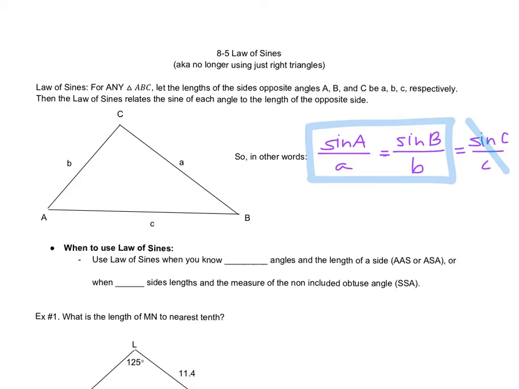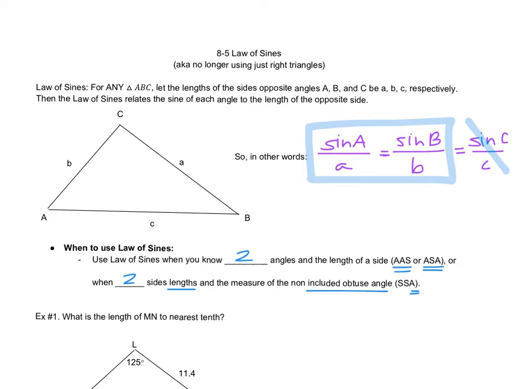When to use the law of sines. You can use the law of sines in different scenarios. When you know two angles and the length of a side, so if you have an AAS or an ASA setup, you can use the law of sines, okay? The other one is if you have two side lengths and the measure of the non-included obtuse angle, okay? So basically SSA, or ASS. You may use the law of sines if you have that setup, all right?